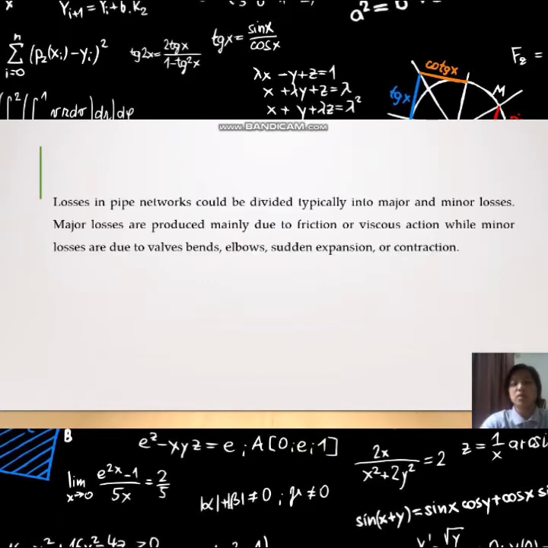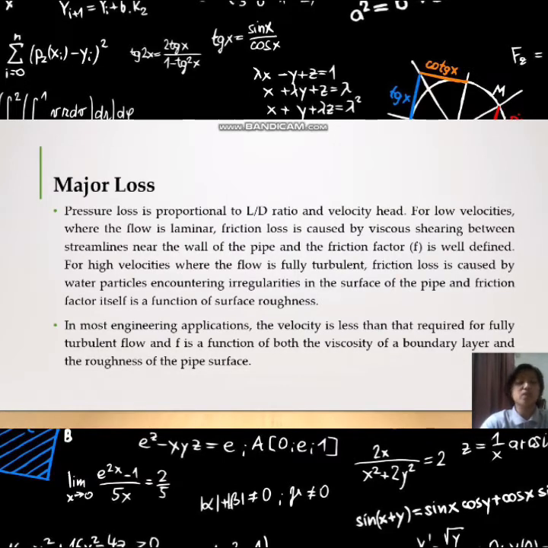Losses in pipe networks could be divided typically into major and minor loss. Major losses are produced mainly due to friction or viscous action, while minor losses are due to valves, fans, bubbles, sudden expansion, or contraction. Major loss is proportional to the L over D ratio and velocity head.